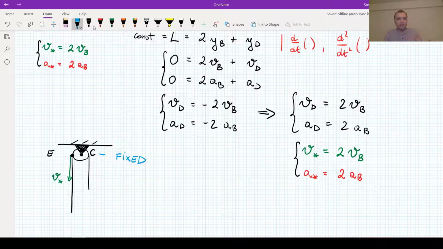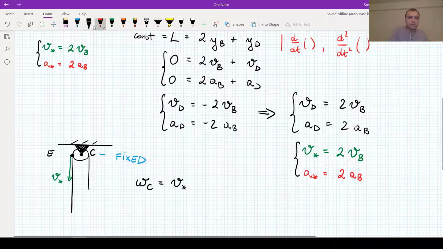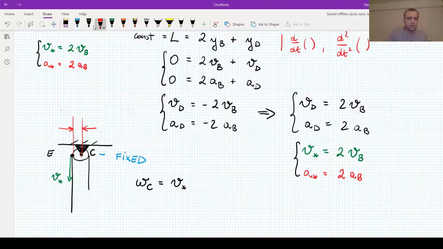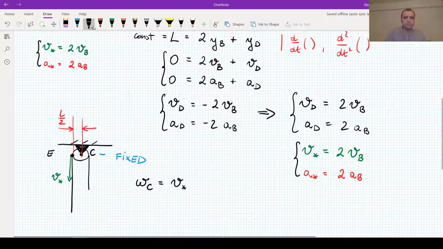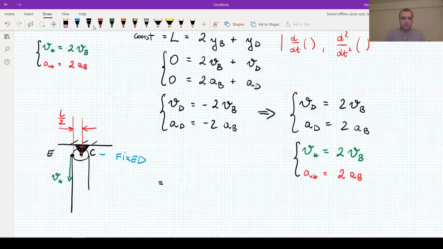And they ask us to find angular velocity of this pulley. So we can write omega of pulley C is equal to v star times this distance. And this distance is exactly L divided by 2. Oh, the other way around. Yes, I made a little typo here. So it should be V star is equal to omega C times L half.